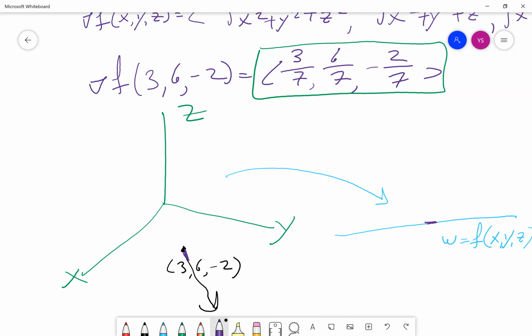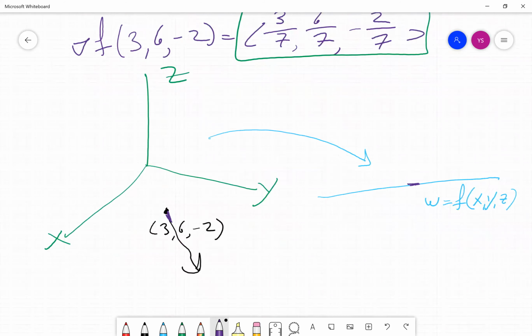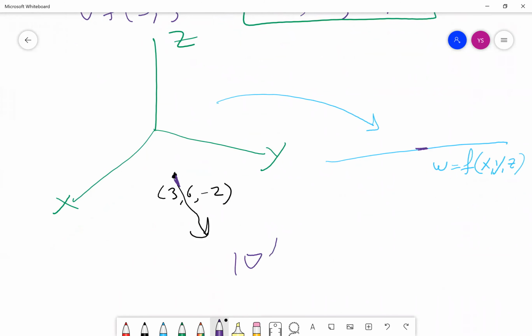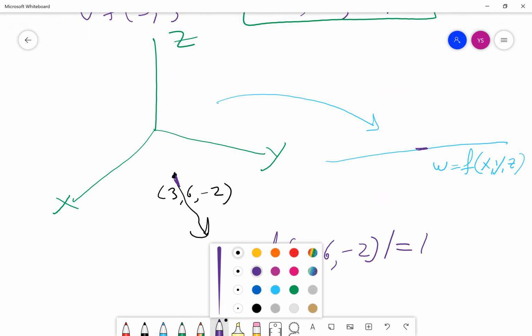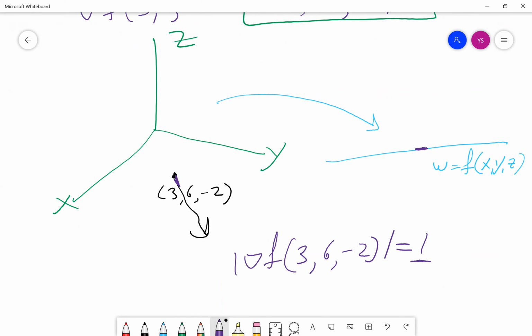And so then what is the rate of this change? What you need to do is take the magnitude of your gradient vector. The magnitude of your gradient vector at the point (3, 6, -2) is going to be the rate of change in the direction of greatest increase. And that is going to be 1. So you're in fact going in the positive direction, right? Because this is positive, and that's your maximum rate of change. So if you go in any other direction, your rate of change will be smaller than 1. Any questions about this problem?